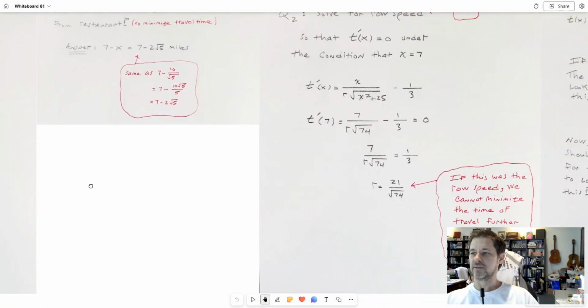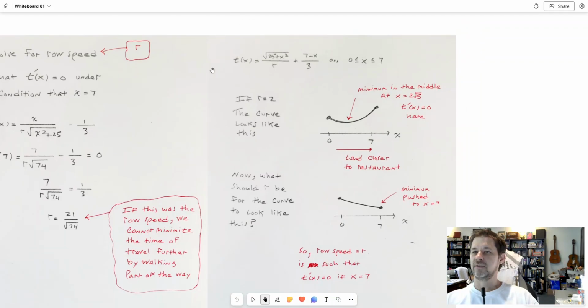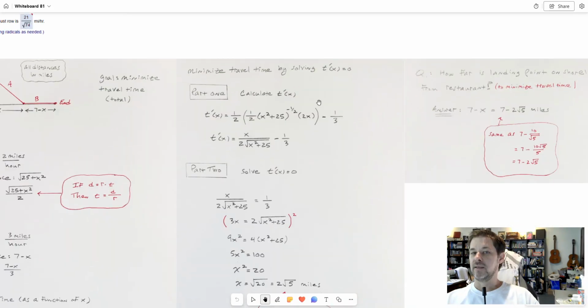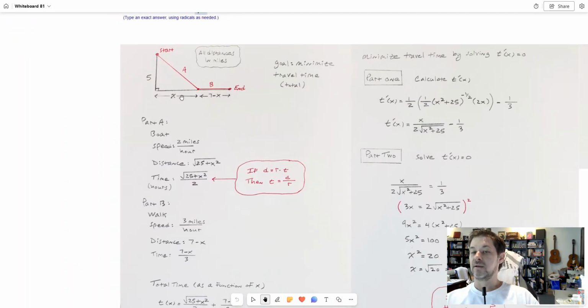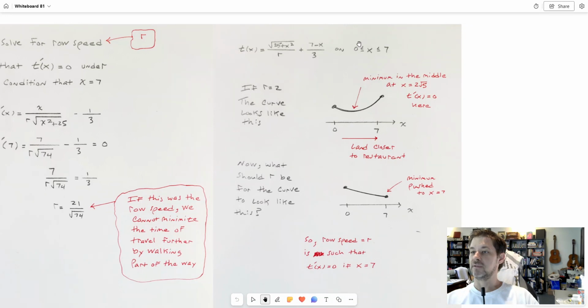Now, I do think still that this second question and answer and the way you go about it is kind of a subtle thing, so I'll explain a little bit more. Actually, this function that measures the total travel time is on a closed interval. It doesn't make sense for x to be just anything. The way that I've conceived it, that distance right there can be anywhere from 0, which would mean we row straight to the shore and walk from there, or it could be 7, which means we row straight to the restaurant. So this function is defined on a closed interval.